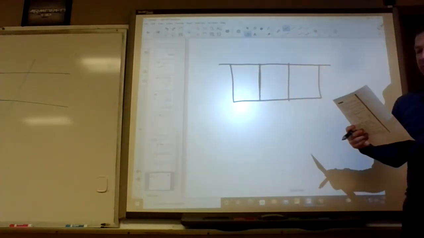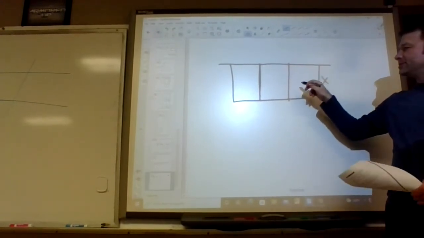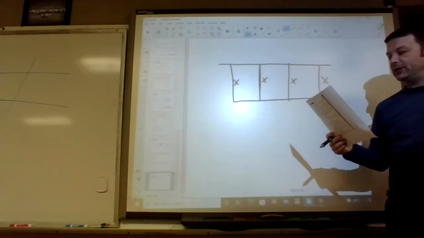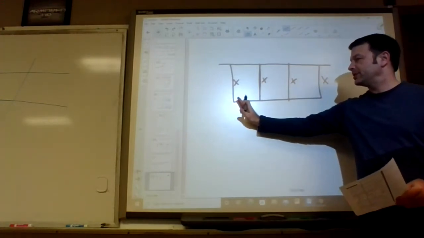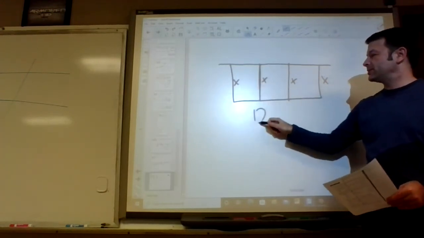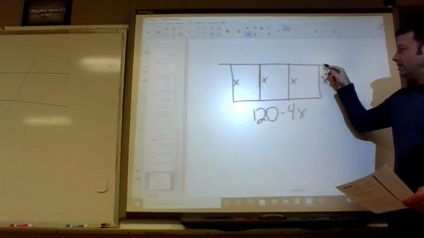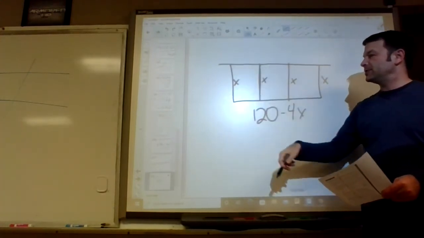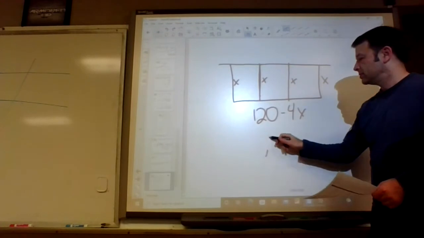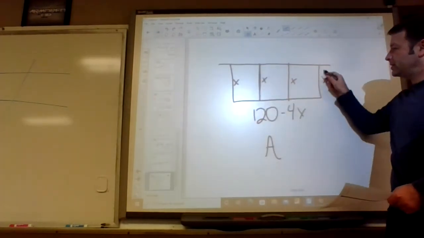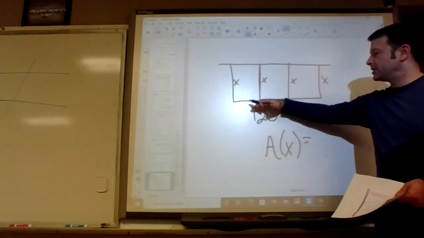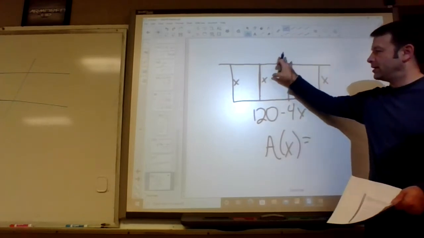Okay, 3 pens. We'll call the width x. So if the width is x, then all of these are x. Okay, so what could I call this side? 120 minus 4x, because there's 120 meters of fencing, but x of it is going to be used for each of these sides. Okay, how do you find the area of a rectangle? Base times height, or length times width. This times this would give us the area of all the pens together.